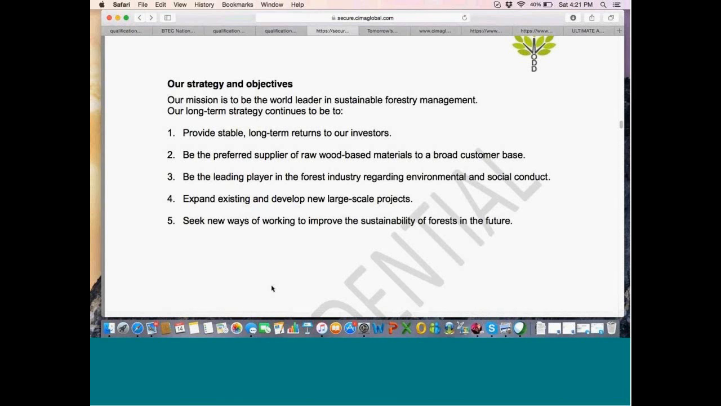And they're looking at long-term return to our investors, preferred supplier of raw wood-based materials to a broad customer base. Now, with this statement, this means these guys could be operating in different geographic locations as well, and then providing this raw material, but also to be the preferred supplier. Why would they be the preferred supplier? Any reason? Because of the quality and because of the pricing.